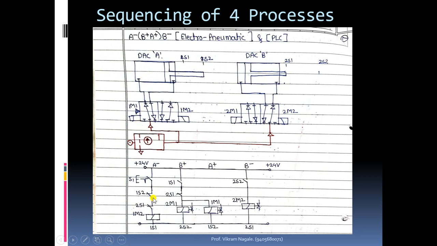Now there is a small modification in the circuit diagram. The sequence is A minus, then A plus B plus together, or we can say B plus A plus together. The meaning is same. त्या दोन प्रोसेसेस एकदम मिळणार आहेत, एवढाच काय तो विषय.